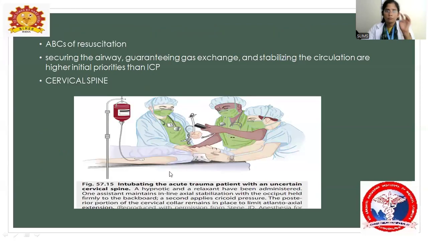Okay. So we will always follow the ABC of resuscitation: securing the airway, guaranteeing gas exchange, and stabilizing the circulation, which are higher initial priorities than ICP. So, cervical spine stabilization. This is a photo showing inline stabilization of the spine. There is one anesthetist standing at the head end of the patient and stabilizing the neck. Another anesthetist will be there who will be intubating. And another one is used for external laryngeal manipulation if needed.